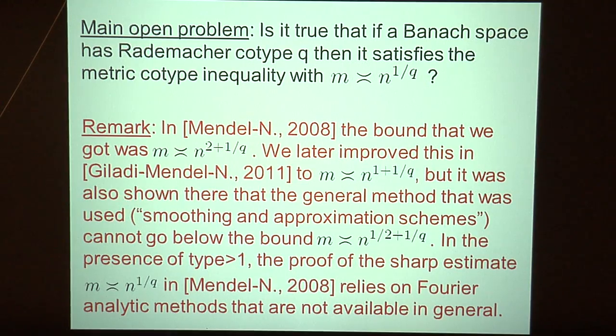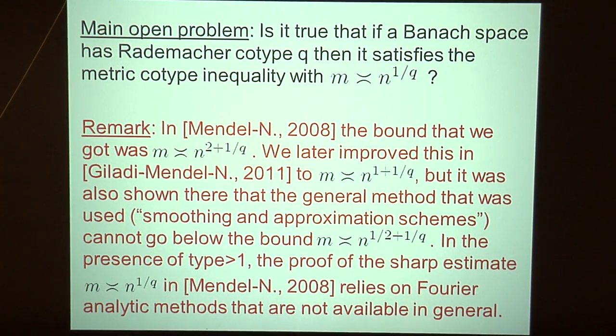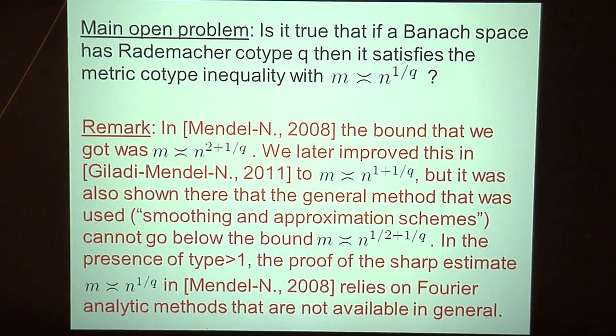We're actually way off. Our original proof in 2008 was off by a factor of n squared. And we worked hard to shave a little bit off of that. But we also managed to show that in a very strong sense, in a very strong generalization of our approach, this is something called the smoothing and approximation scheme, anything using the approach that we came up with will never hit the mark.